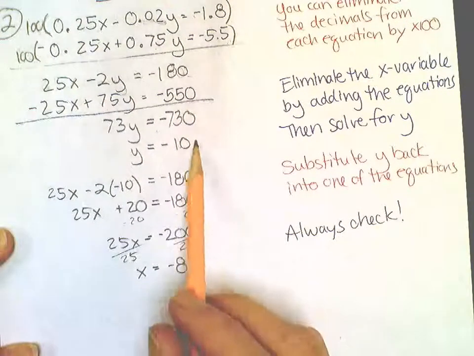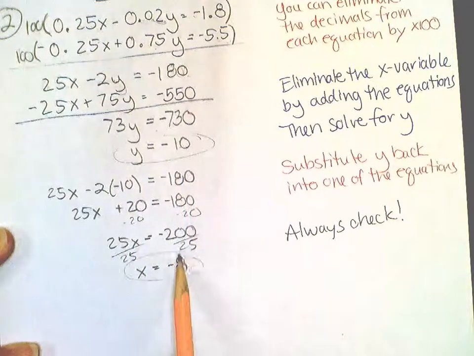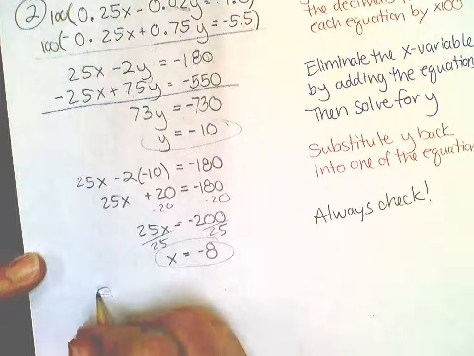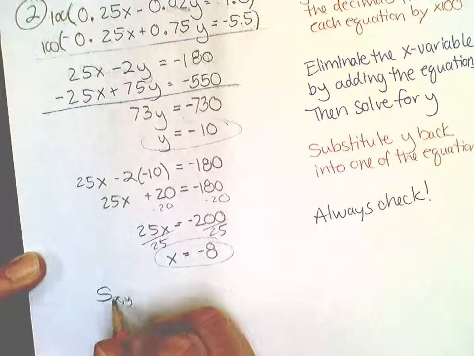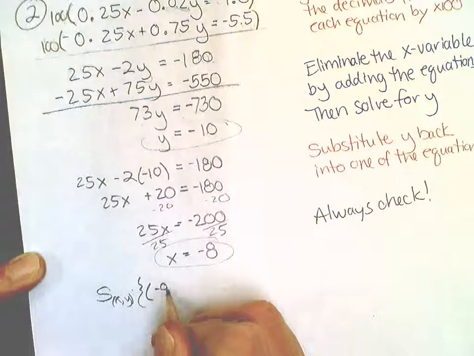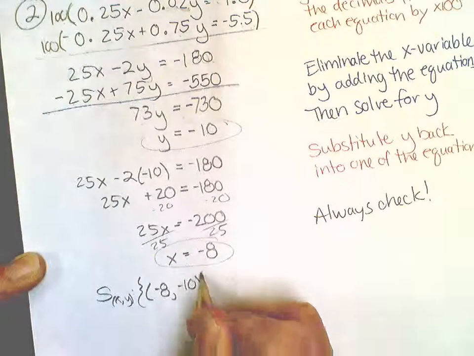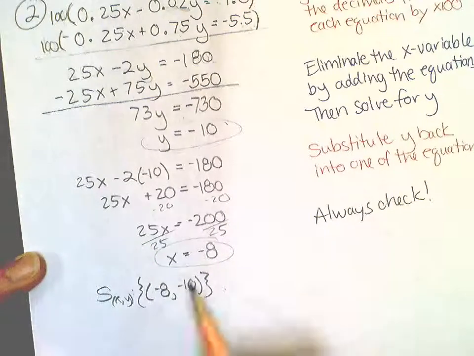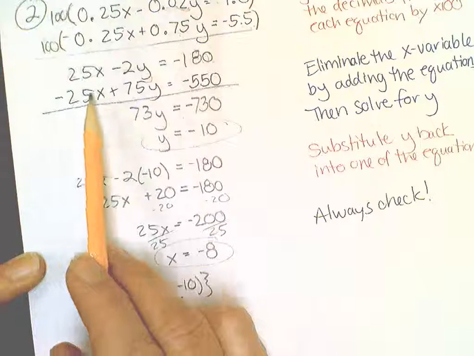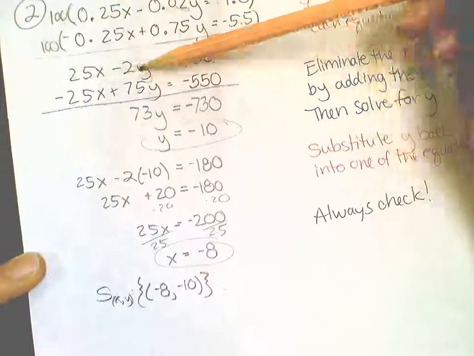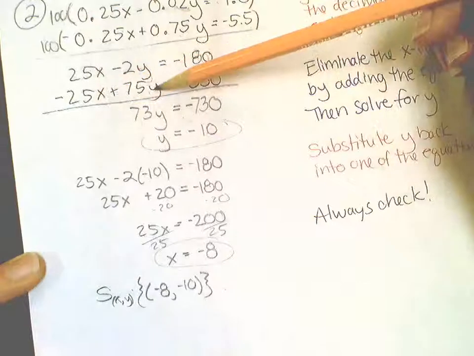Okay, so now you have what your y equals, what your x equals. If you want to write that in your solution notation, you want to write the x first and then the y. Now, it's always a good idea to go back in and check this x and y back in the other equation. Remember, I substituted and used this one. Now I'm going to try this one to double check.